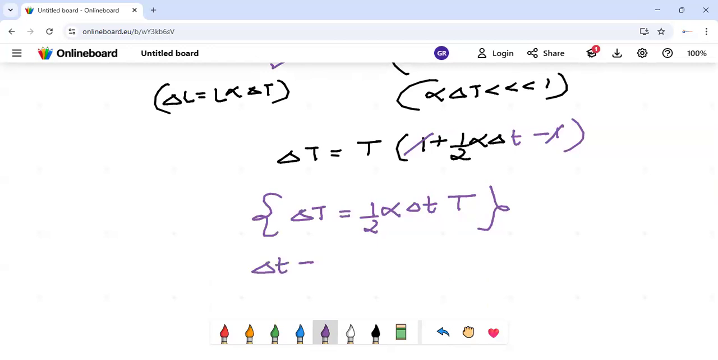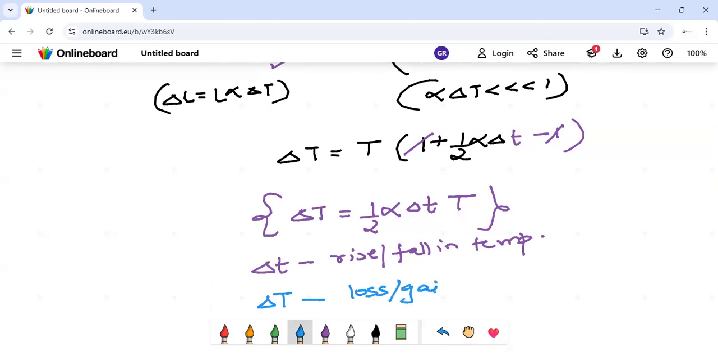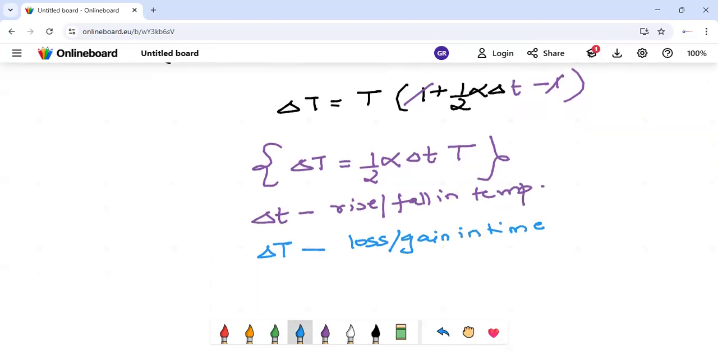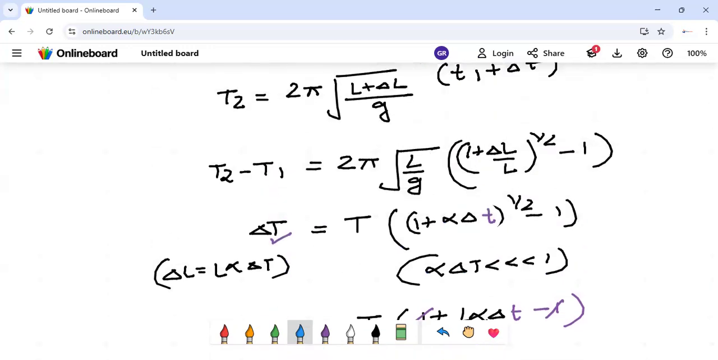Again, let me explain. Delta small t is what? Rise or fall in temperature. It could be both. Delta capital T is loss or gain in time. And what is capital T? It is the time period of the oscillation. Everyone, are we clear with the formula? Yes, sir. All of you clear?